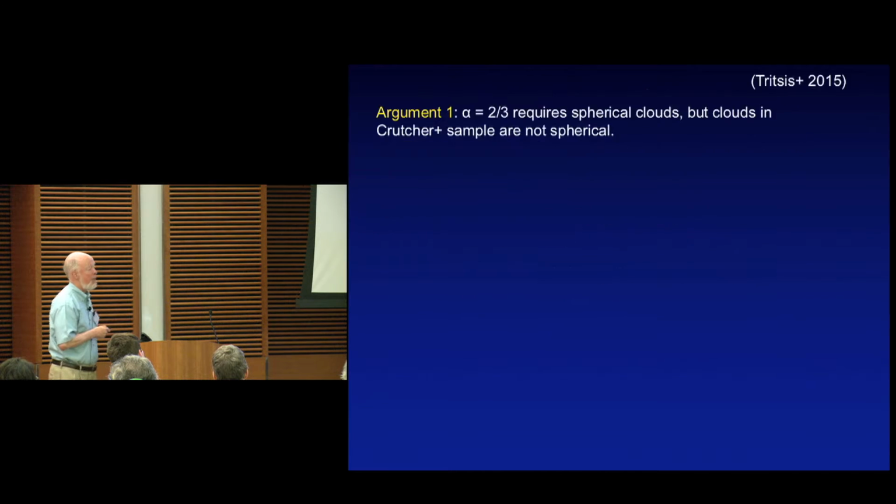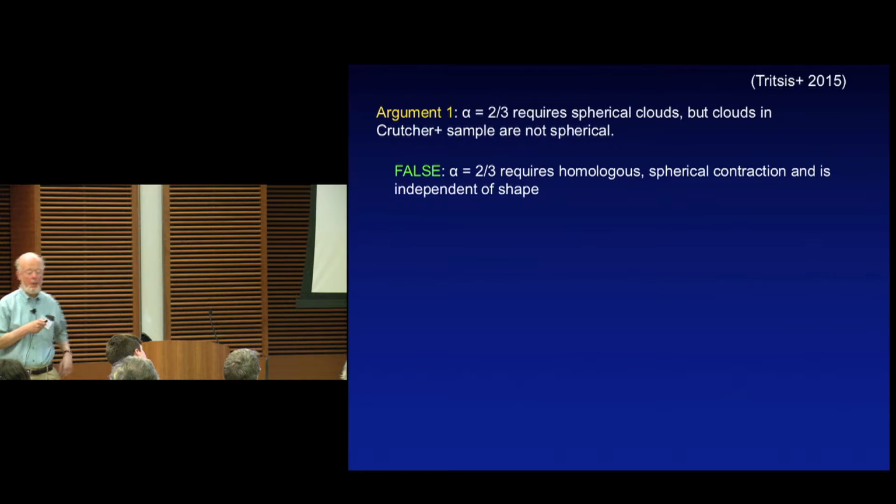Okay, so they had a number of arguments. I tried to boil them down. The first one is that the alpha of 2/3 requires spherical clouds, but the clouds in the Crutcher sample are not spherical. Well, this is just a completely false statement. The conclusion has nothing to do with the shape of the cloud. It has to do with the way the cloud contracts.